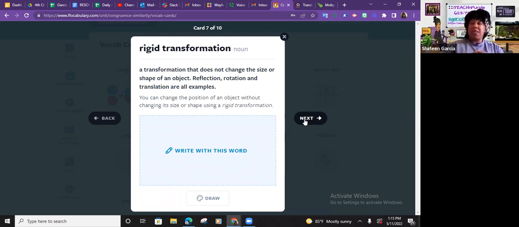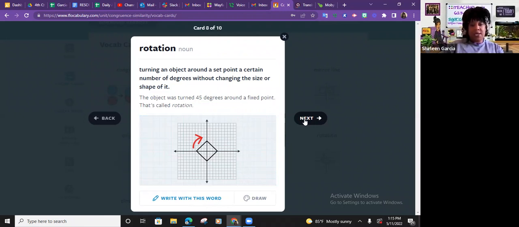I know there's one more, I can't think of the name right now, but we did not use that too much in the Alex lessons when I was in class with Miss Wright. So it's reflection, which is the mirror image, rotation, when you rotate it or turn it or spin it, and translation is just slide to the left, slide to the right, slide up or slide down, okay? Rotation, turning an object around a set point at a certain number of degrees without changing the size or the shape, okay?